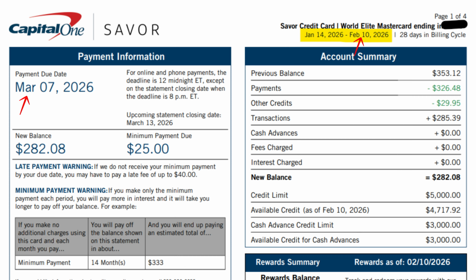So please note that all the transactions I made on this credit card during my billing cycle from January 14th to February 10th, where the final statement balance came to $282.08, do not have to be paid back until the grace period ends, which is the payment due date of March 7th. So if I pay that full statement balance of $282.08 by the due date, which is March 7th, then I'll not have to pay any interest.